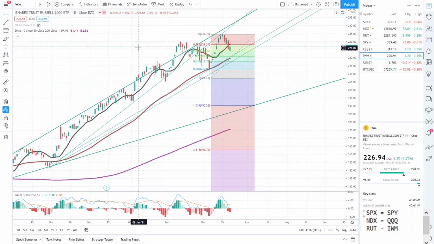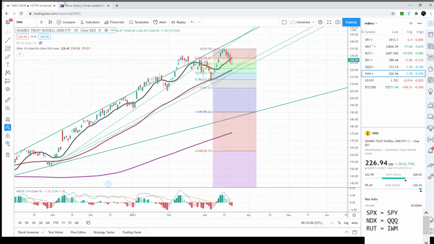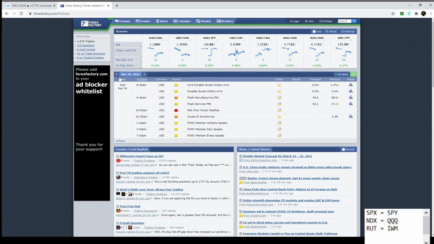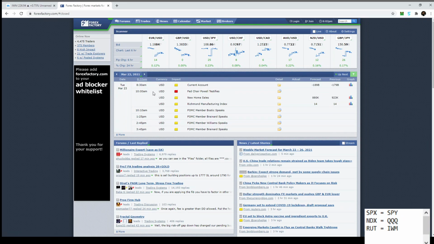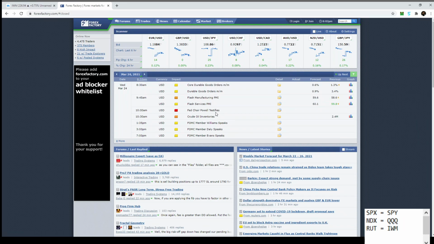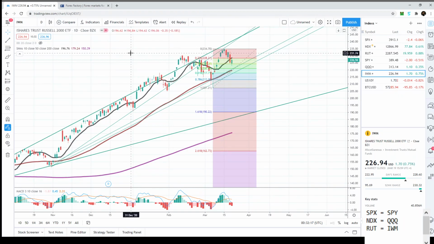So one other thing that I wanted to look at is next week, Chairman Powell is going to give multiple speeches. Tomorrow he's going to give a speech at 9 a.m. Tuesday he's going to give a speech at 10 a.m. And then Wednesday he's going to give a speech at 10 a.m. as well. So usually when he speaks, anything that he says is bullish.